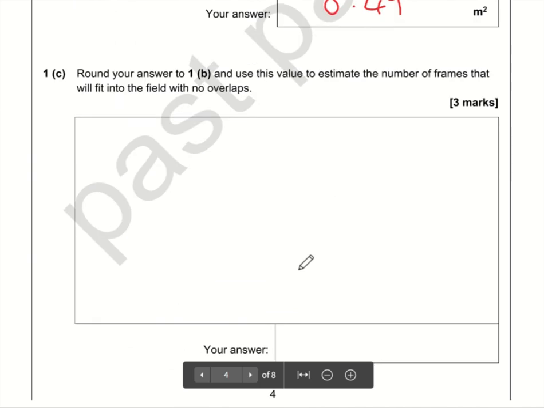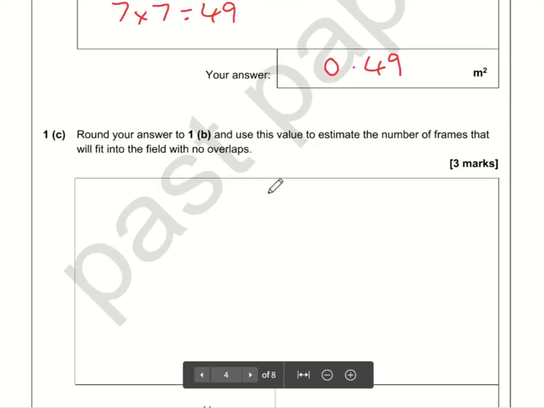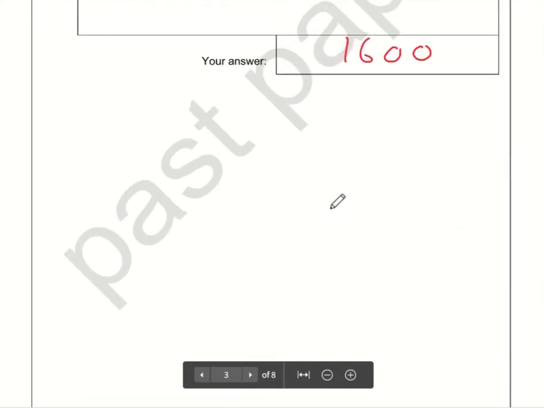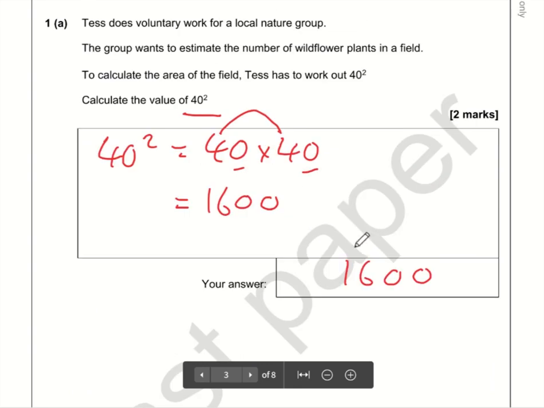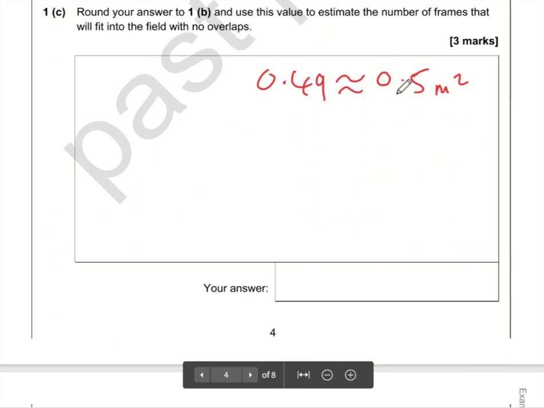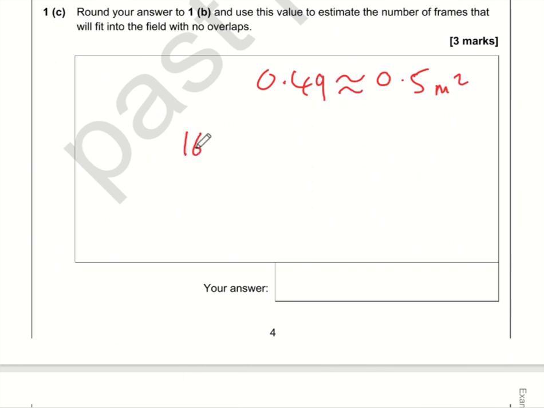Okay, round your answer to 1b, so I'm going to call 0.49 approximately 0.5 square meters. Estimate the number of frames that will fit into the field with no overlap. So we know that this is the area of the field, 1600. So how many 0.5s go into 1600? So 1600 divided by 0.5.